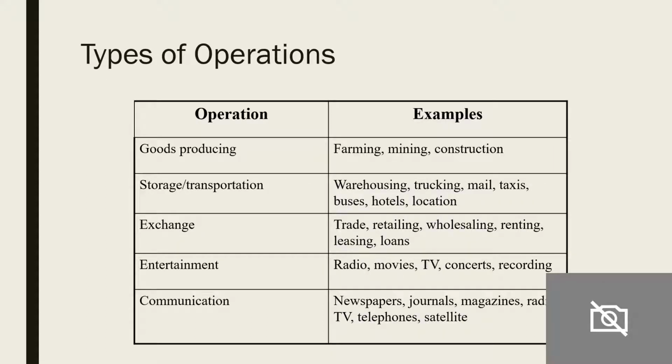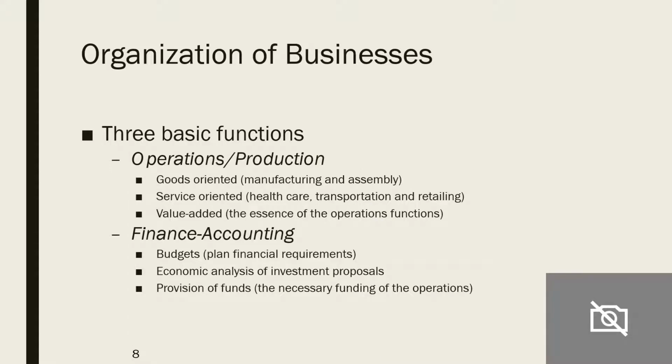Types of operations. Here, it could be goods producing, storage or transportation, exchange, entertainment, or communication. It can be any industry, can be any type of service. There are all those three functions still involved in financing, operating, and marketing for an organization to be profitable. We're still running around that three pyramids. The three basic functions: operations or production, goods oriented, service oriented, or value added. It could be categorized under any of these sections.